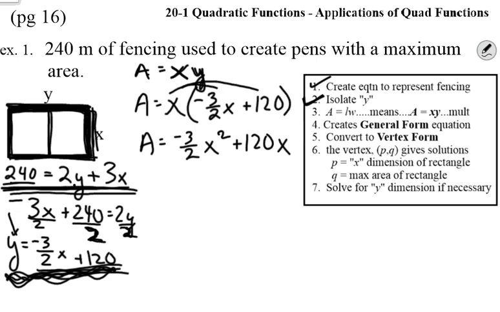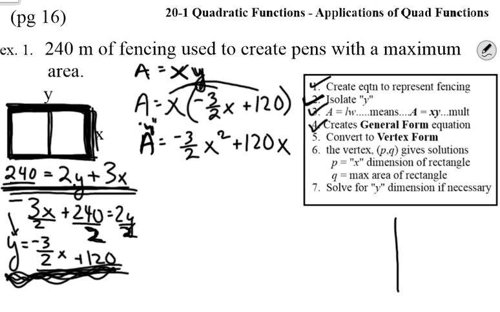And what do we have when we have distributed the X? We now have the general form of an equation. So we end up with a parabola. Essentially, our area now from our quadratic function equation is our Y. Y equals negative 3 halves X squared plus 120X.